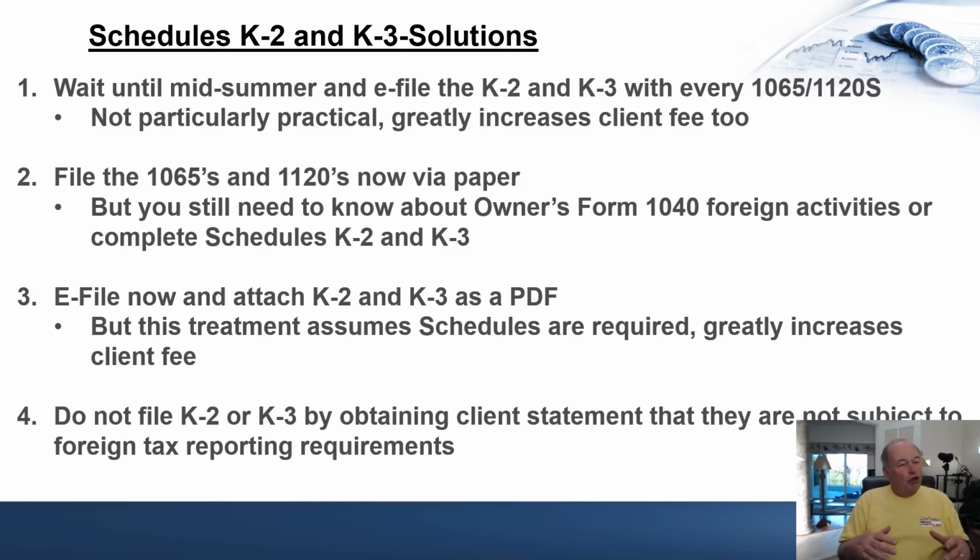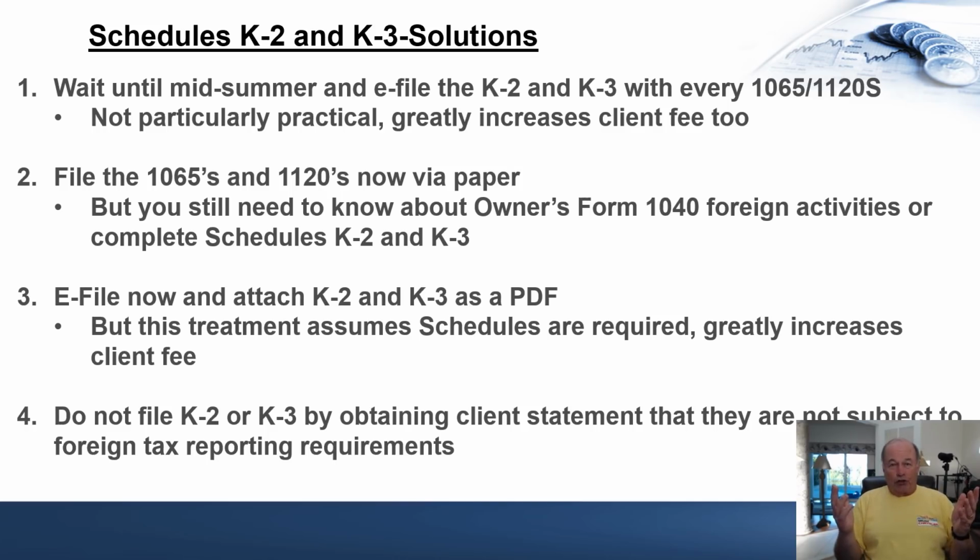There is a third option. Go ahead and e-file now and attach the K2 and the K3s as a PDF to the e-file. Again, this presumes I have to fill out these voluminous schedules that don't really apply. So the fee has to go up incredibly. Solution 4. Don't file the K2. Don't file the K3. Utilize the safe harbor by getting a statement from every partner, every member, every shareholder, whereby they say to you that they're exempt from filling out the 1116.